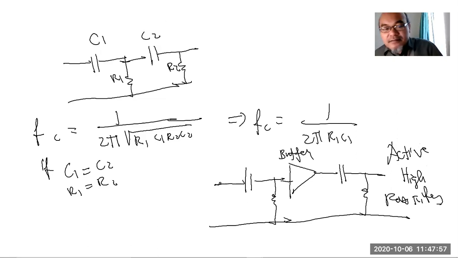Okay, that's all for this second hour. Later in the next hour, we will have a bit of exercise on designing a high pass filter, for the other students who have not yet done it.